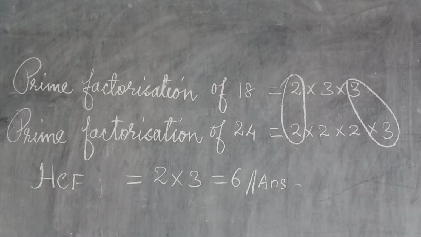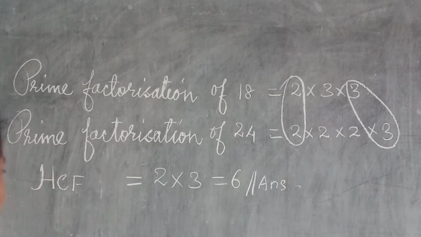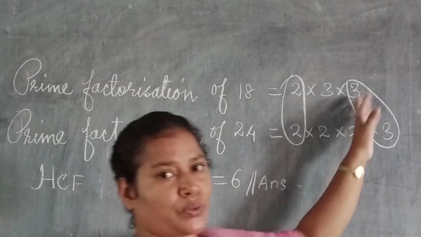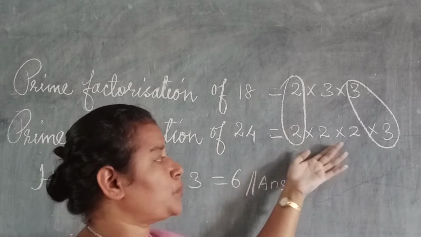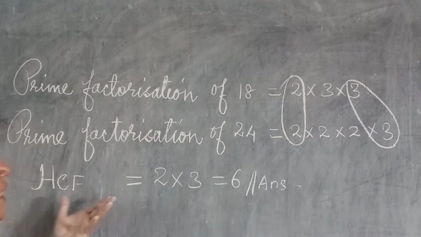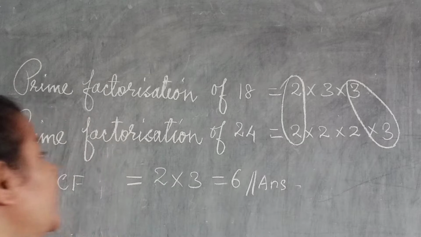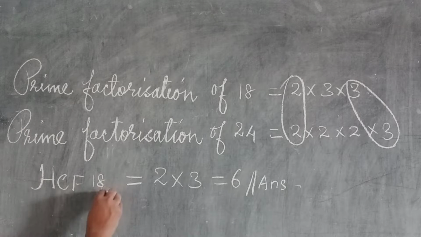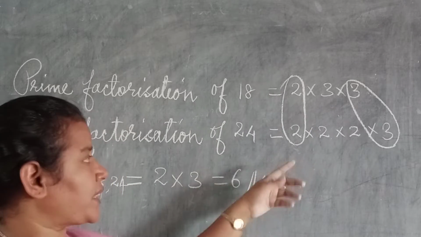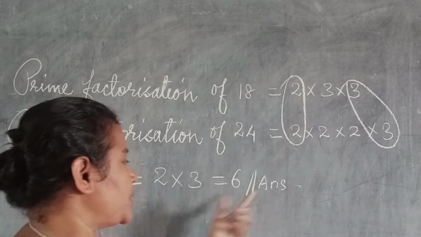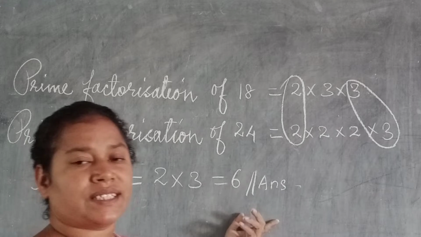See, 18 we have got. Prime factorization of 18 is 2 into 3 into 3. Next, prime factorization of 24 we have got 2 into 2 into 2 into 3. Now HCF of which numbers? HCF of 18 and 24 is equal to: now see the common ones, the highest common factors. 2 is common, so 2. Next 3 is there, so we have taken 3. 2 into 3 is equal to 6, which is the right answer.